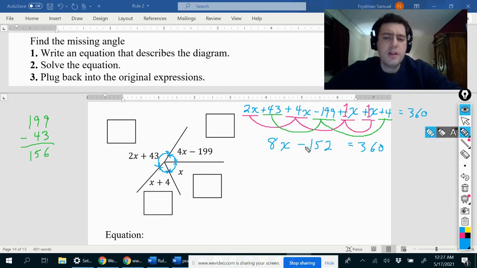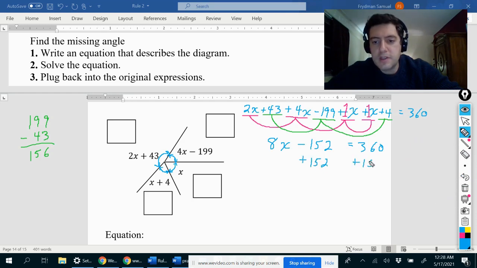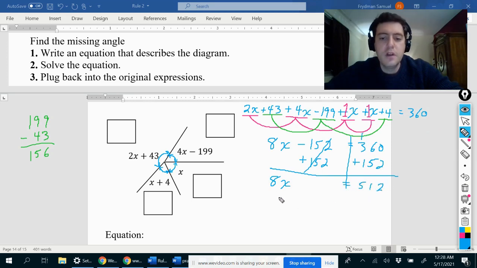Okay, so a lot of these are subtraction. The inverse of subtraction is addition. If this had been addition, then we would have subtracted over here, but it was subtraction again, so we will add over here. So we're adding 152 to both sides of the equal sign. We get 8x equals 512. Now let's divide both sides by 8. So x equals, let's see, 512. I'm going to run out of space there. I'll do it over here.